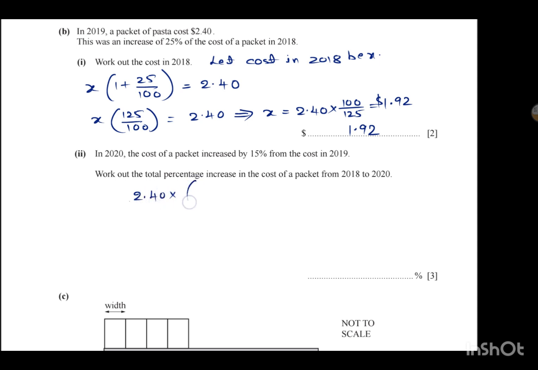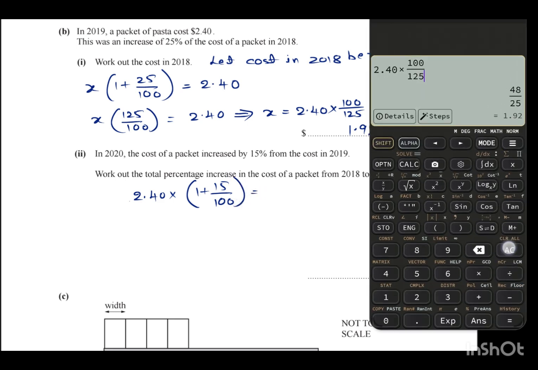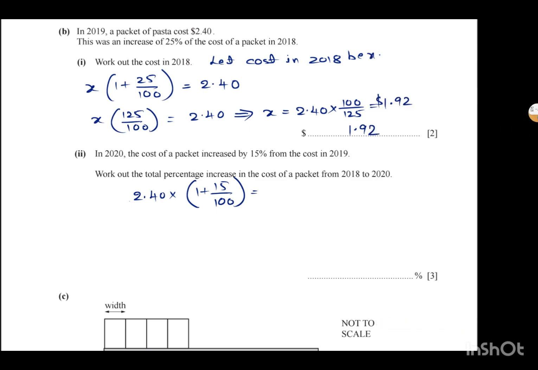What is the cost in 2019? 2.40. Multiply that with 1 plus 15 by 100, because it is given to us. Find out that: 2.40 into, open the bracket, 1 plus 15 by 100. 2.76 is the cost. Write down here in 2020.